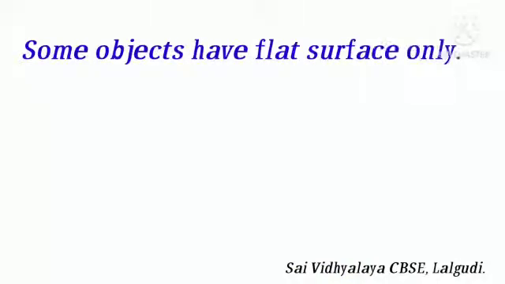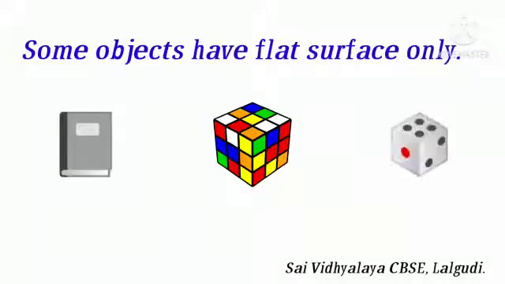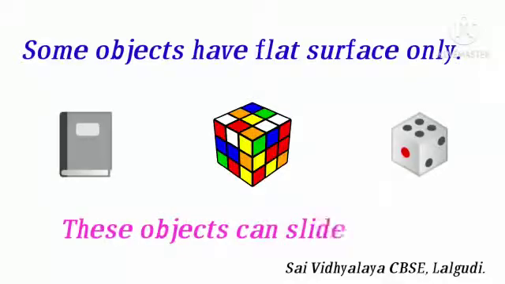Some objects have flat surface only. For example, notebook, cube, and dice. These objects can slide only.